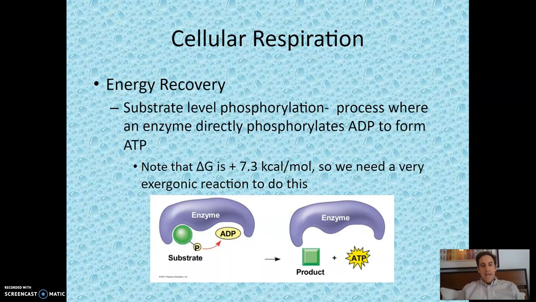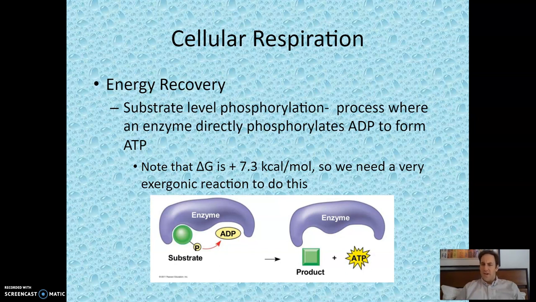Okay, next is the energy recovery phase. So we've already invested 2 ATP. We're in the hole for ATP. And so next we're going to get some actual energy out of this. We're going to get some ATP out of the system. And for this process, we need to use what is called substrate level phosphorylation.